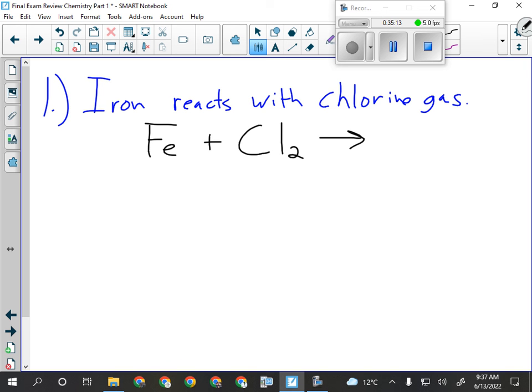Synthesis, yeah. Okay, so in a synthesis reaction, the two elements are going to combine to form a single compound. So Fe is going to go with Cl. I got a problem here. Iron's got more than one possible charge, and because it was an element to start with, that charge is unknown. So what do I do?